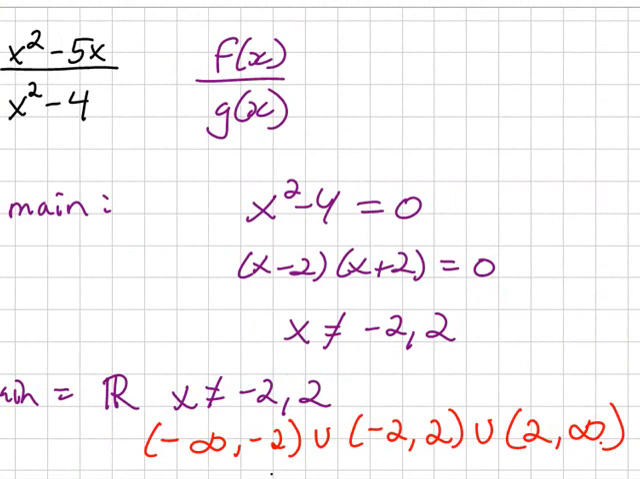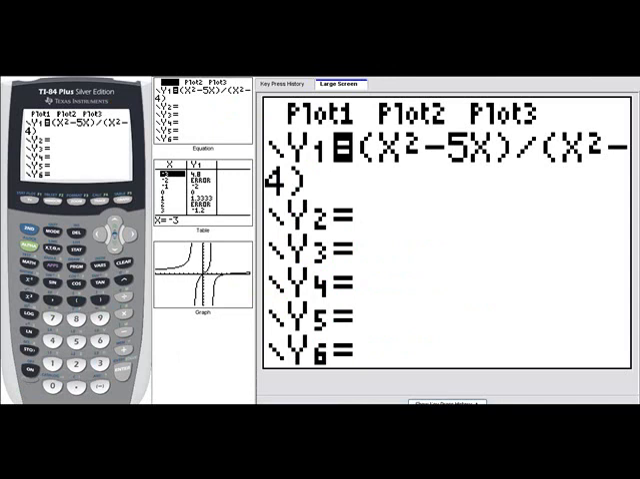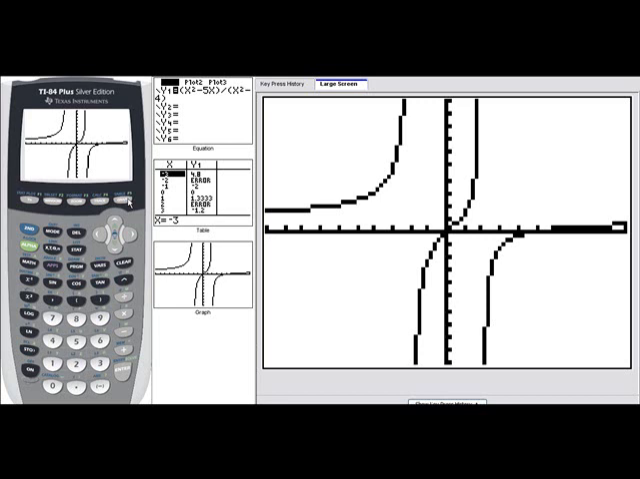Now, the range is a little tougher. You can't just automatically look at the function and determine it. The best way to determine the range of this particular function is by graphing. So we're going to plug it into our calculator. I plug the function, x squared minus 5x over x squared minus 4, into my graphing calculator, and when I graph this equation, I end up with a graph that looks something like this.